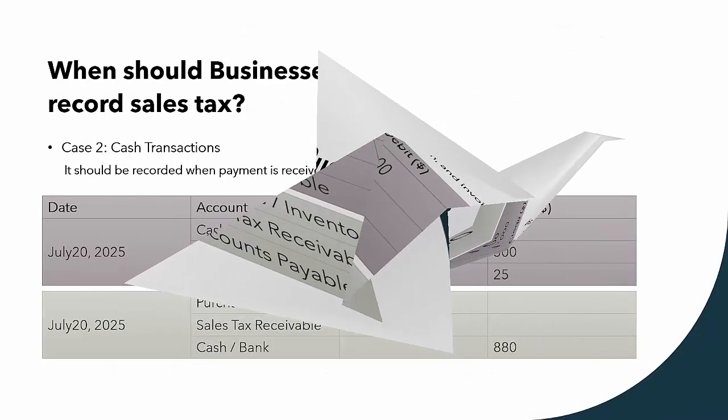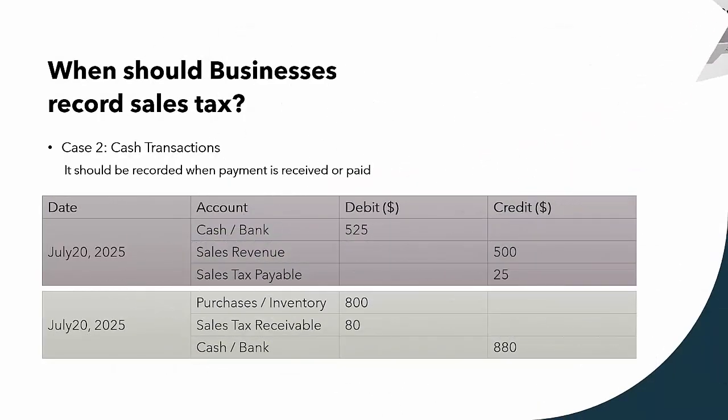Case 2. Sales tax on a cash sale or cash purchase. A cash transaction means that the money is paid immediately when the transaction happens. When do we record the sales tax? For cash sales and cash purchases, sales tax is recorded at the exact moment when the money is received or paid.